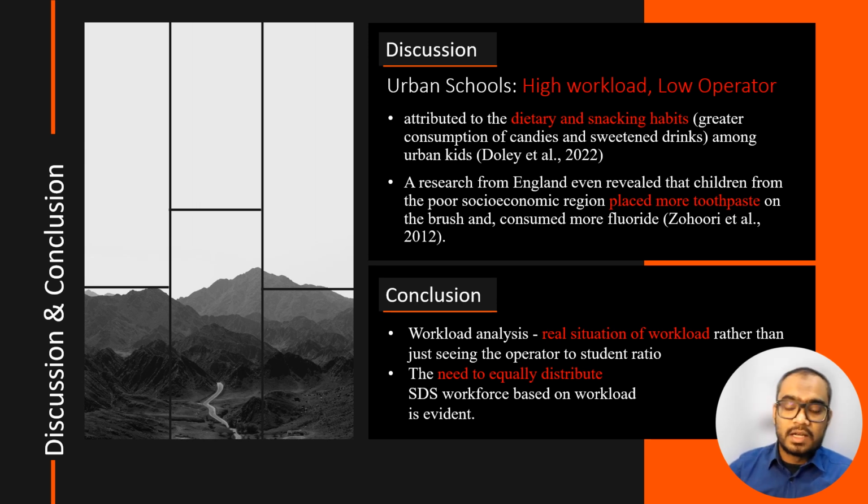For the discussion, as we know from the previous figure, urban schools, particularly in Kuantan, have a high workload and very few operators compared to schools in other districts. This might be due to dietary and snacking habits, with greater consumption of candies and sweetened drinks among urban kids. Research from England even revealed that children from poor socioeconomic regions place more toothpaste on their brush and consume more fluoride compared to children from higher socioeconomic regions.